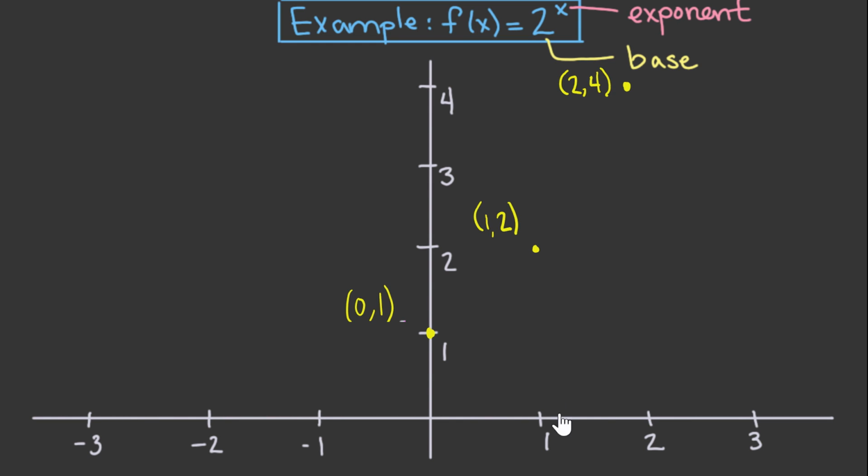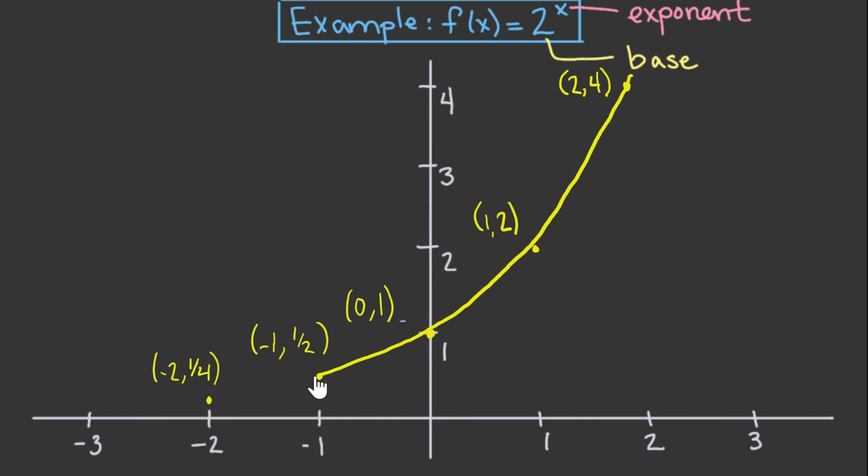And so let's just draw in a couple more points for negative integer values of x. F of negative 1 is 2 to the minus 1, which is 1/2. And f of negative 2 is equal to 1 over 2 squared, or 1/4. So we imagine extending this function continuously to all real values of x, and the graph of this function looks more or less like so.